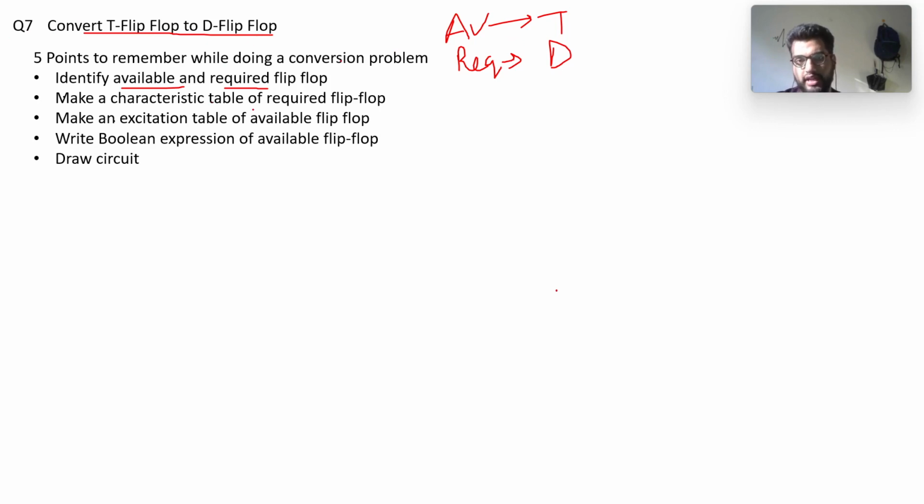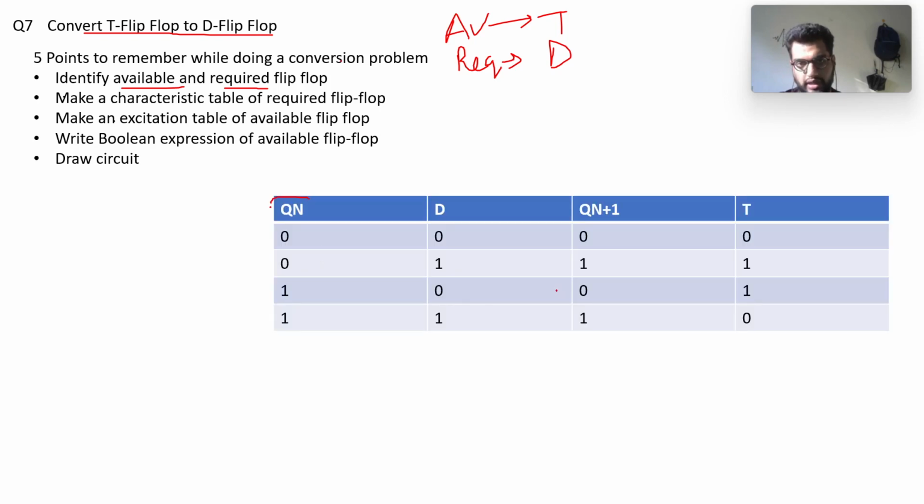Then you need to make the characteristics table of the required flip-flop. So required flip-flop is D. So here I have Qn, here I have D. So 0 0 0 1 1 0 1 1. So you know that Qn plus 1 is equal to D for a D flip-flop. So it will be 0 1 0 1, exactly the input.